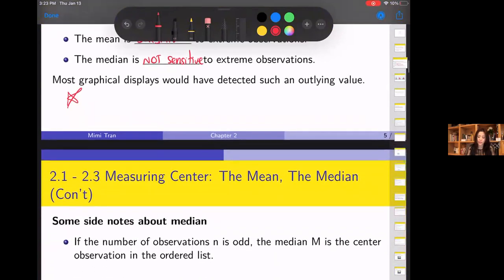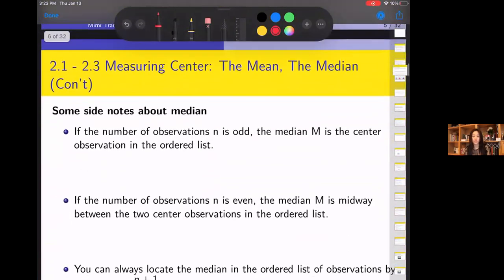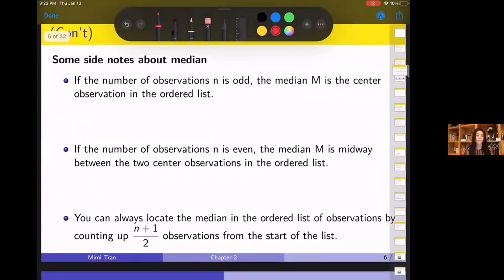All right. So now measuring, we continue doing this. Again, these slides, I already talked about this last lecture, I believe. If the number of observations n is odd, by the way, observation means data points, same thing, the median m is the center observation in the ordered list. So for example, if I have say 5, 6, 9, 10, 20, just made-up numbers, the median will be just the number 9. This is the middle number.